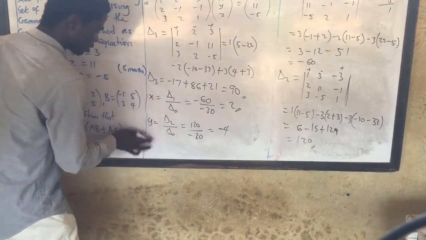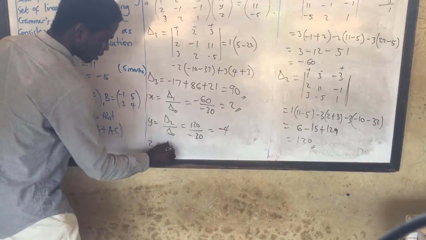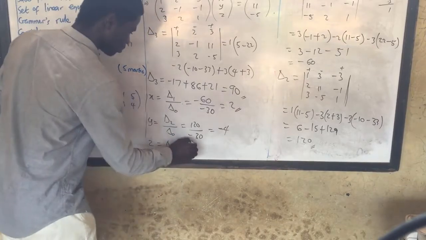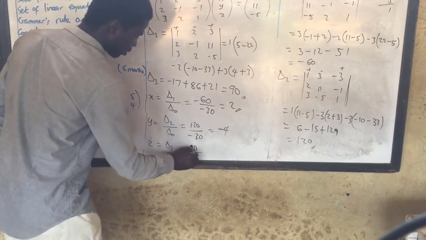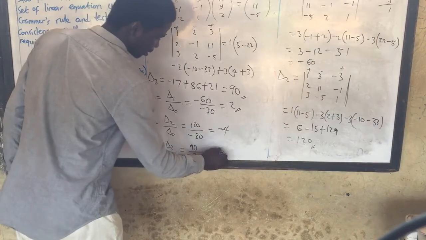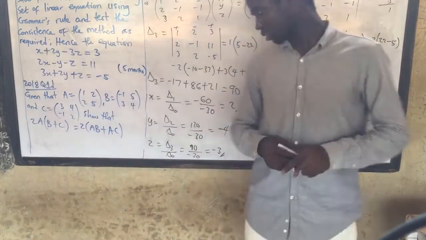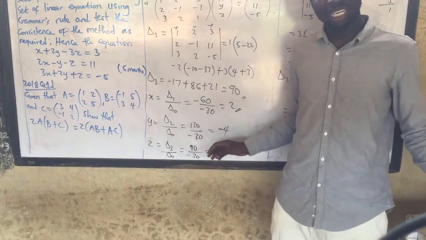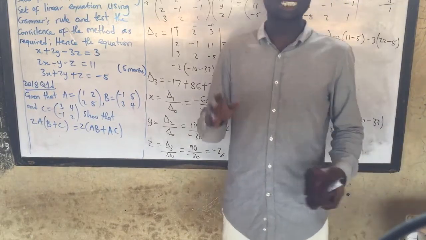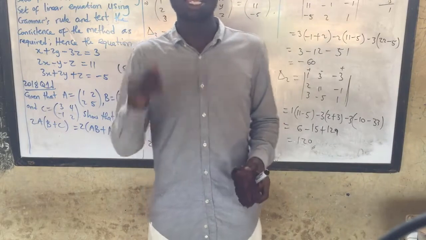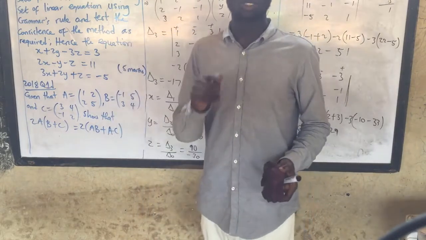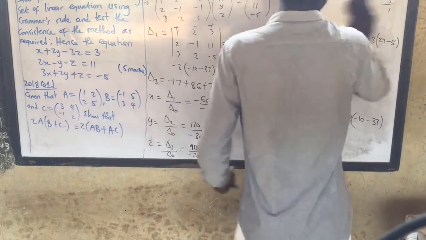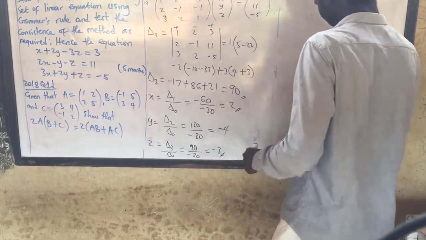Then z, since that's what they want me to get, D3 over D0. D3 is what? 90 divided by minus 30. That is minus 3. The answer is minus 3. So that means x is 2, y is minus 4, z is minus 3. When you get this one, you can confirm using your calculator, which I'm going to show you how to solve in the next video. Now without wasting time, let's solve the 2018 question.